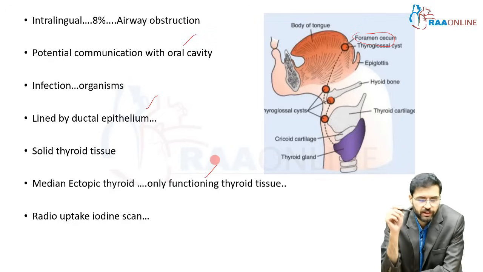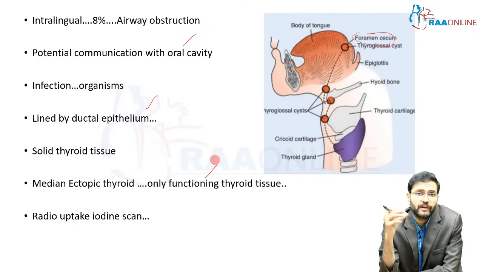Okay, only functioning thyroid tissue. So, in such a case wherein you do an ultrasound, there's only the cyst that you thought was a thyroglossal duct cyst, and it is the only functioning thyroid tissue in the neck. There is no normal thyroid. We cannot go ahead and do an excision of the cyst. Then we will make the child completely hypothyroid.